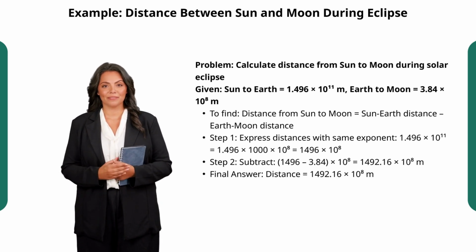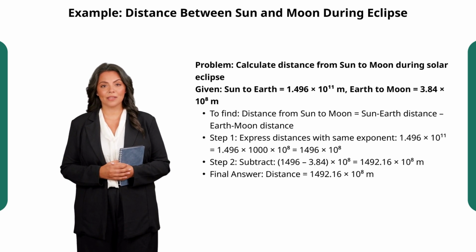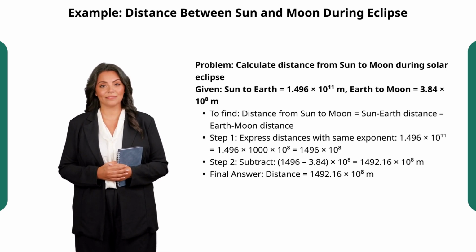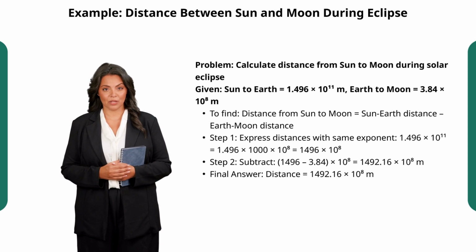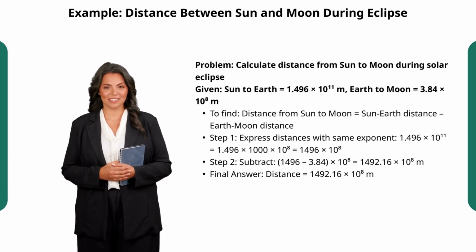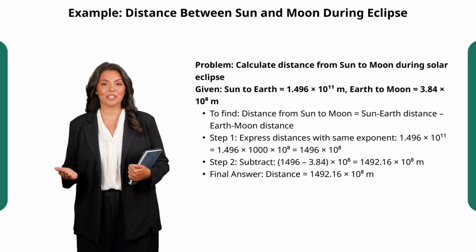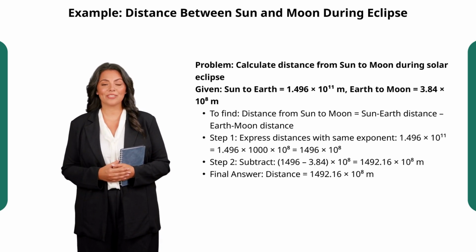Step 1. To subtract these distances, express both with the same exponent. Rewrite 1.496 times 10 to the power 11 as 1.496 times 1,000 times 10 to the power 8, which equals 1,496 times 10 to the power 8. Step 2. Subtract the Earth to moon distance. (1,496 minus 3.84) times 10 to the power 8, which equals 1,492.16 times 10 to the power 8 meters.